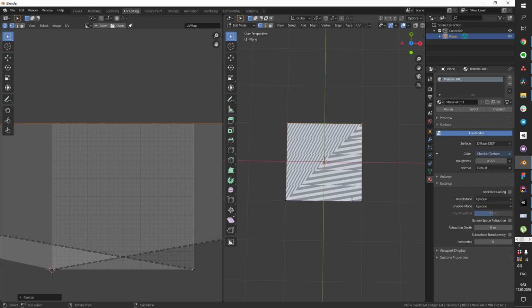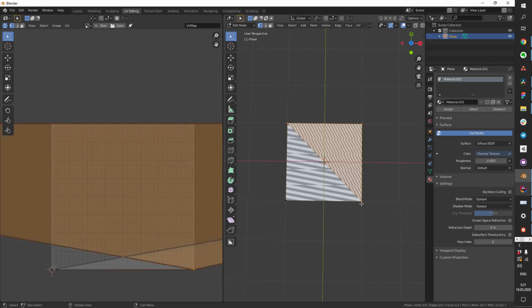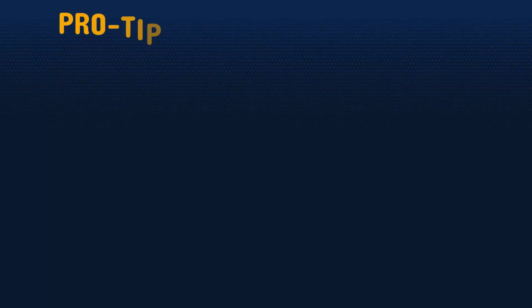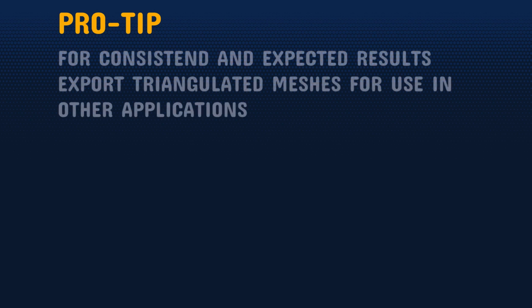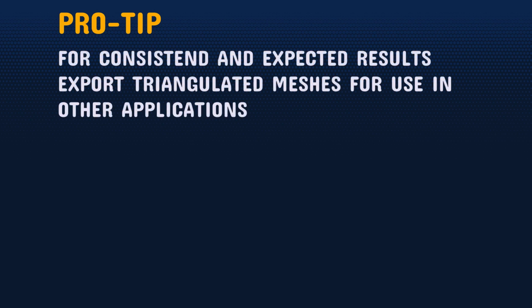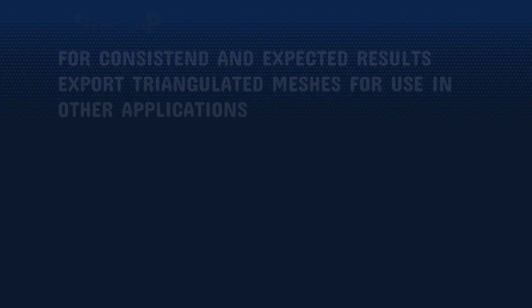That's because they are two triangles. Look, if I divide the quad this way, the result visually stays the same. But if I do it the other way, see? Pro tip: triangulation may differ between software, so for consistent and expected results across software, it's good practice to export and use triangulated meshes. But let's get back to our triangles.